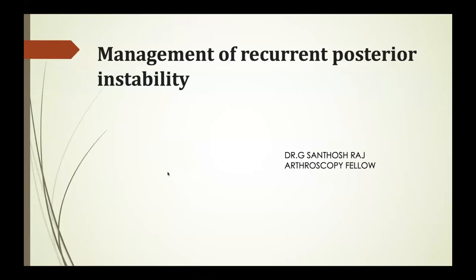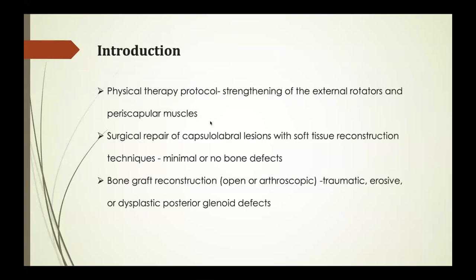Yes, yes. Today we are going to talk about the management of recurrent posterior shoulder instability. So coming to the introduction, the treatment of posterior shoulder instability always includes a physical therapy protocol, which consists of strengthening of the external rotators and pericapsular muscles, and can be aided with electrical stimulation to re-educate the muscle during shoulder and arm motion.